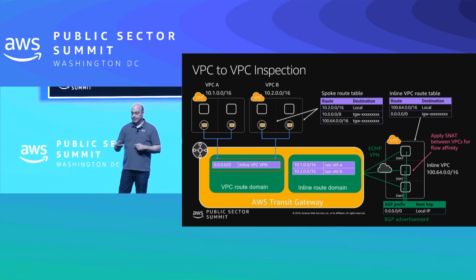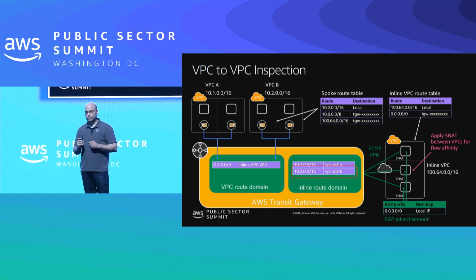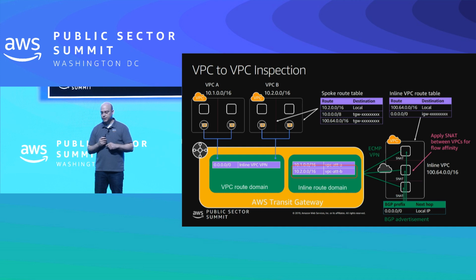The VPC subnet has a route to 10.64 pointing to the Transit Gateway. The Transit Gateway has a route pointing to the VPN attachments. In the VPN, that source NAT is reversed and passed back to the Transit Gateway. The 10.2 route exists and points to the attachment for VPC-B.